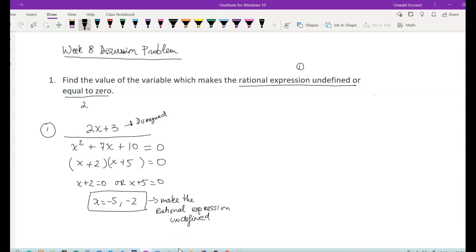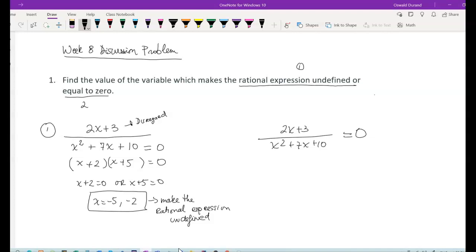Part two is basically find the value of the variable. Sorry about that noise, that's my phone. Find the value of the variable that makes the rational expression equal to 0, meaning that you have to set 2x plus 3 over x squared plus 7x plus 10 equal to 0, and then find what the variable x is equal to. Okay, all right, so how do we do this?